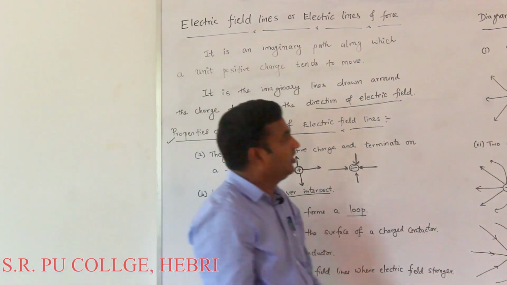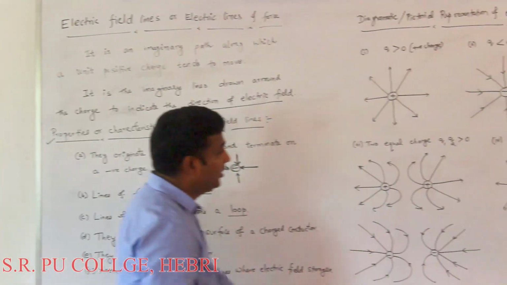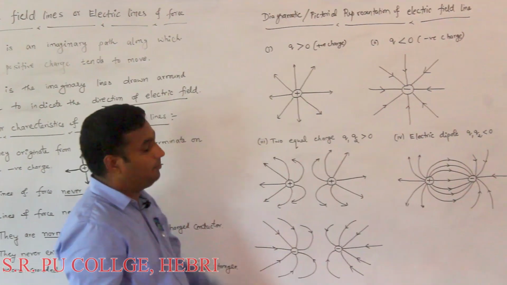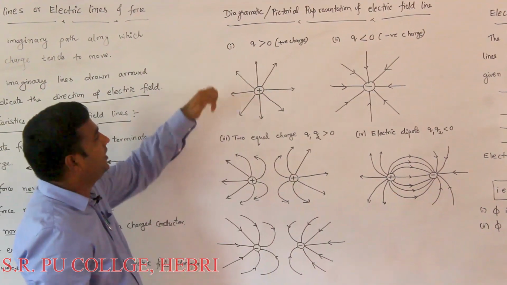Now the next important thing is the diagrammatic or pictorial representation of electric field lines. This part is also important for the exam, mainly for 2 marks. There are 4 different cases. We'll discuss all the cases one by one.